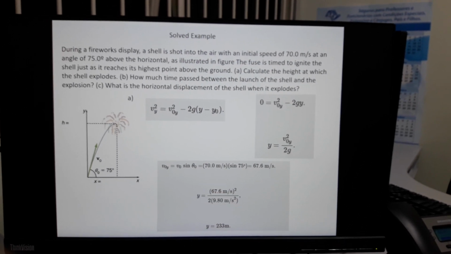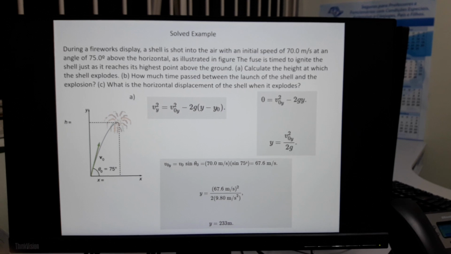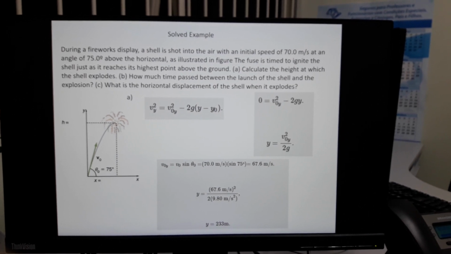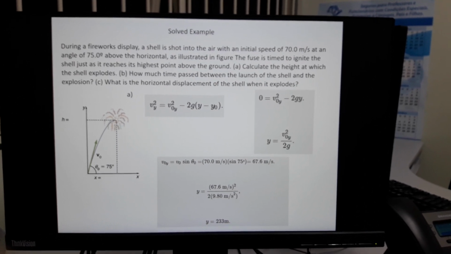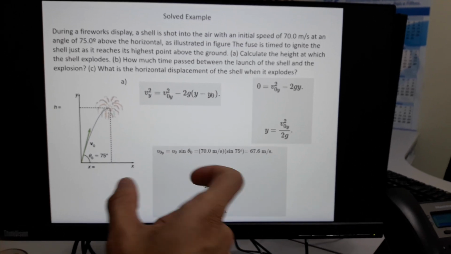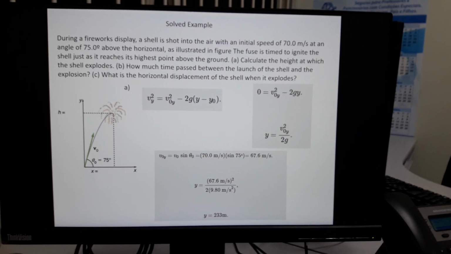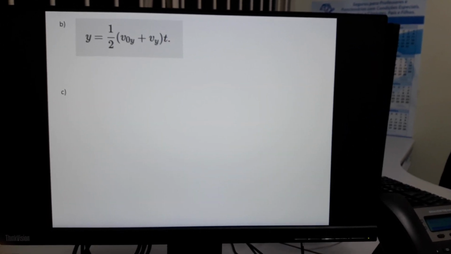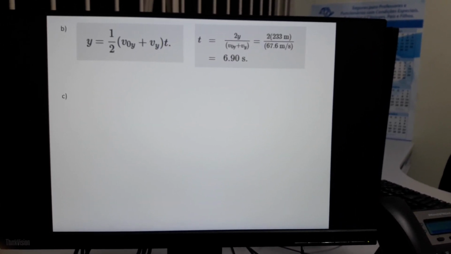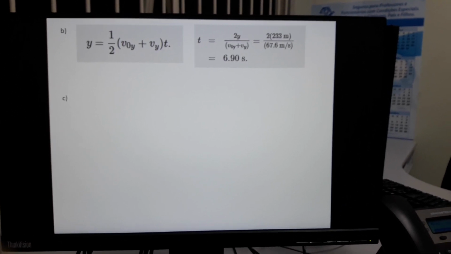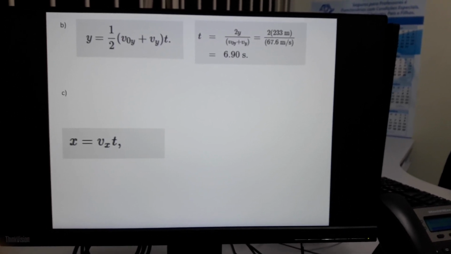Okay, let's go see the letter B. The letter B is how much time passed between the launch of the shell and the explosion, and what is the horizontal displacement? The horizontal displacement will be with a constant velocity. Let's go see here in the letter B. We have this formula and find 6.90 seconds.